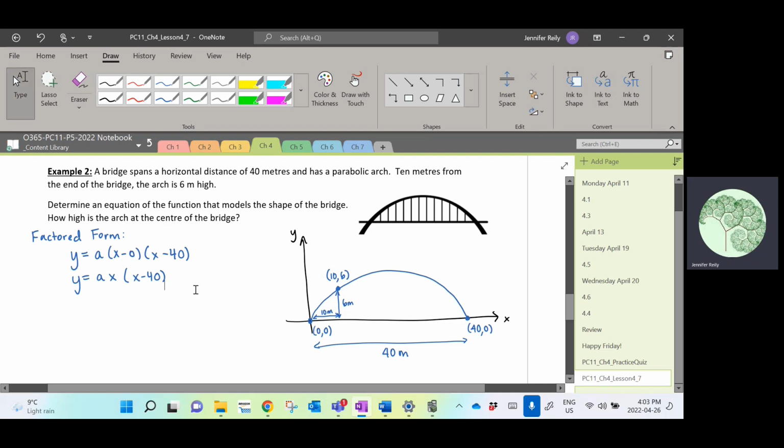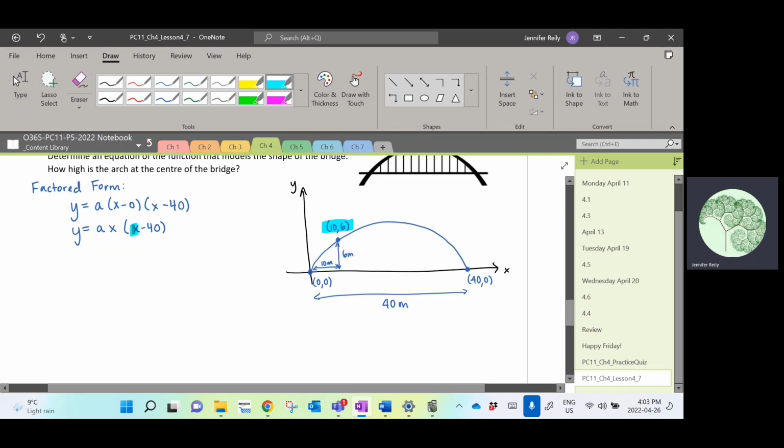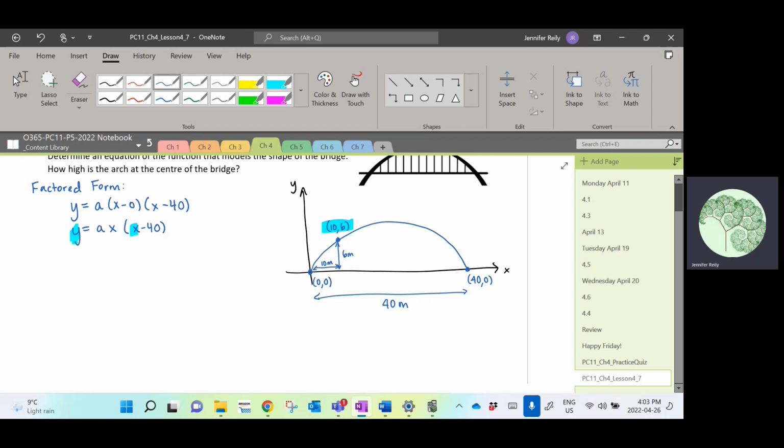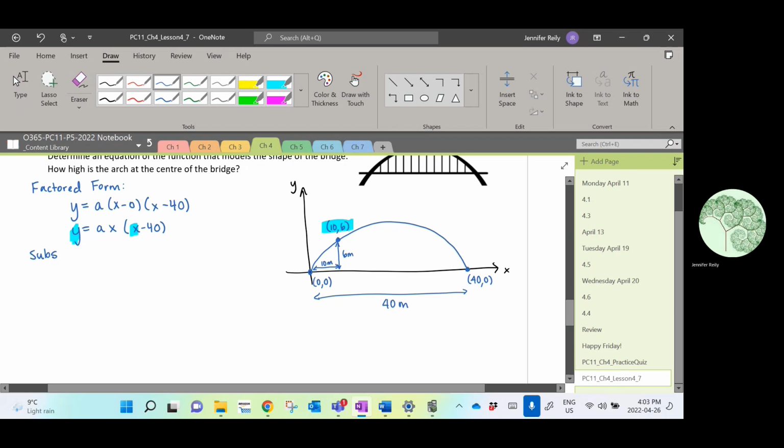Okay, and what we haven't used yet is this point here that I'm highlighting in blue, so we're going to use that now to solve for the a. Okay, so I'm going to plunk the x and y values from that point into my equation and solve for a. Substitute (10, 6) into the equation and solve for a.